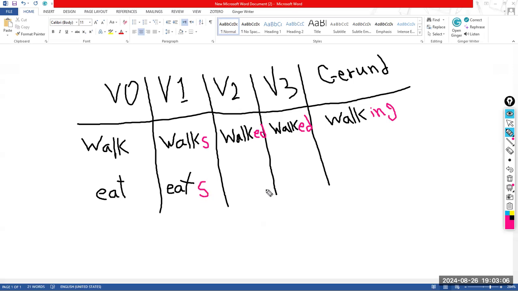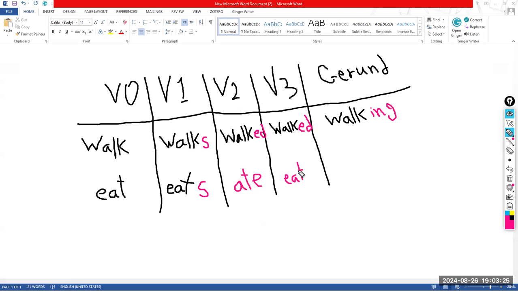What is the past of eat? Because verb 2 is the simple past. It is ate. Thank you. So I don't have to say eat it. And the verb 3 of eat is what? Eaten. Thank you, Maisa.